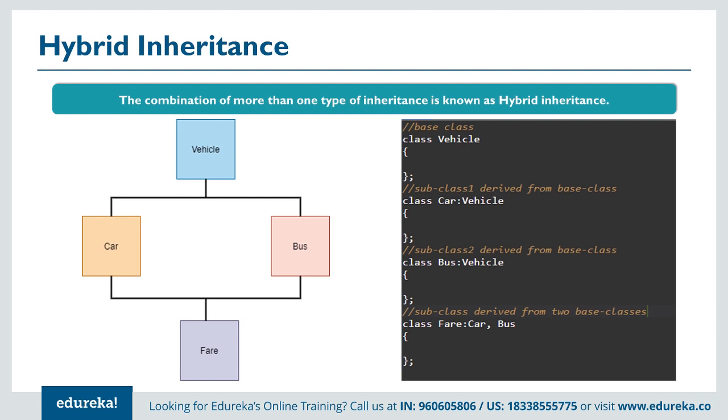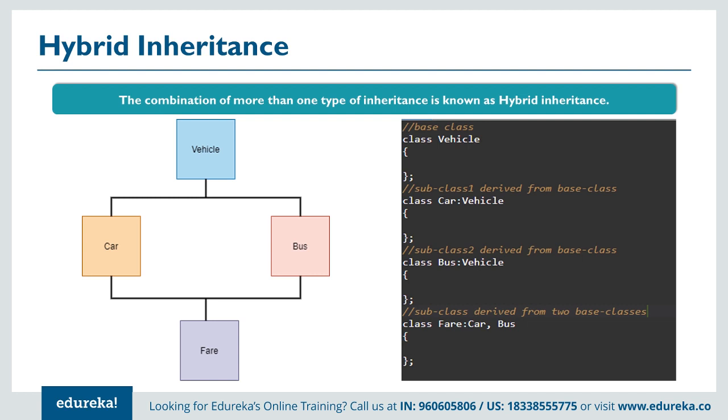Then the next one is hybrid inheritance. As you can see, the combination of more than one type of inheritance is known as hybrid inheritance. So you have basically a car and a bus, which are actually vehicles. So car is extending a vehicle, and bus is also extending a vehicle. Now you have a fare class, which in turn is extending car and bus. So this kind of inheritance which is available in C++ is known as hybrid inheritance.